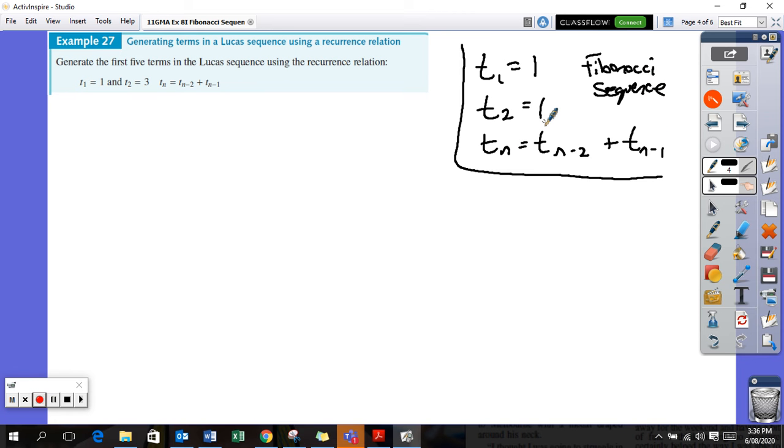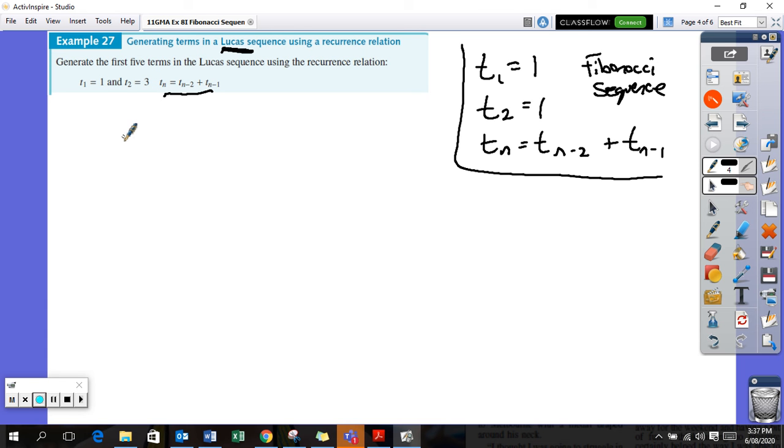Okay, example 27 looks at another sequence. This one's called the Lucas sequence. Okay, so the Lucas sequence has term 1 equals 1, term 2 equals 3, and the next term is the sum of the previous two terms. So it's the same rule. Okay, this bit here is exactly the same as the Fibonacci sequence. The only thing that's different is term 2 is different. It's 3 instead of 1.